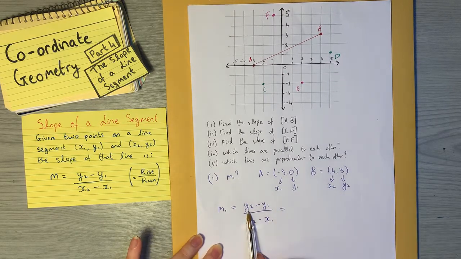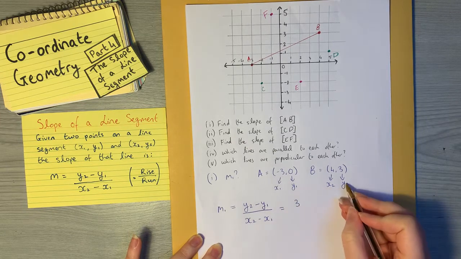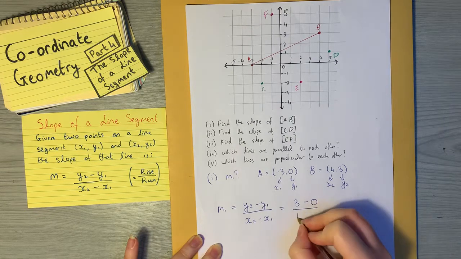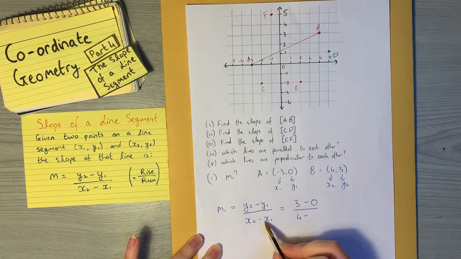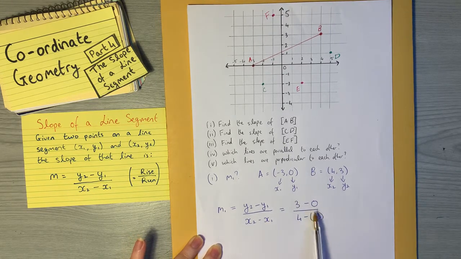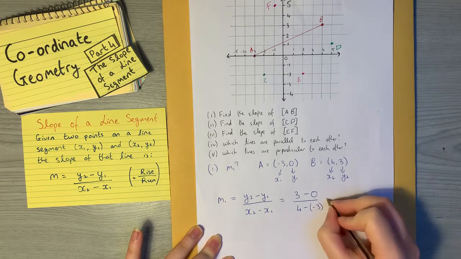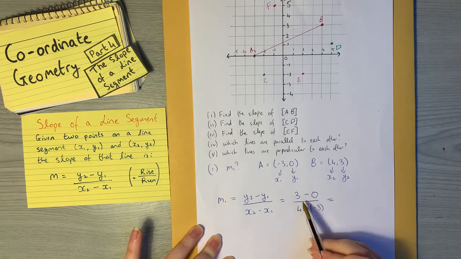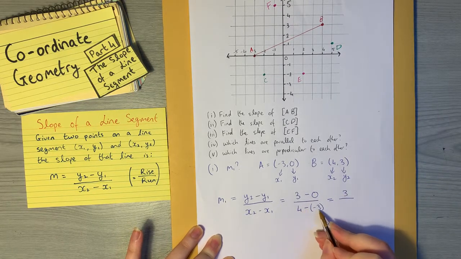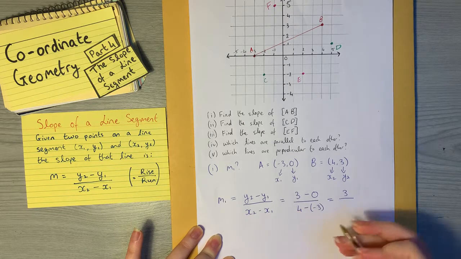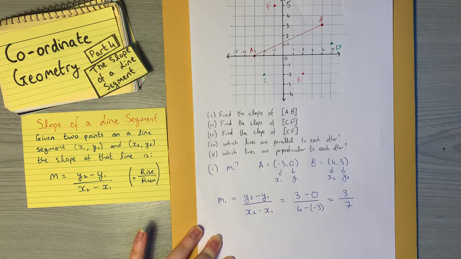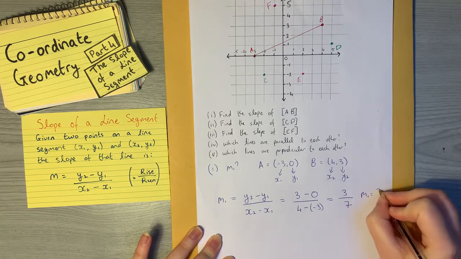So then I'm just going to fill in my values. So my y2 is 3 and my y1 is 0. So 3 minus 0 all over x2, which is 4, minus my x1 value, which is minus 3. When I have a minus, I tend to sub it in brackets so I can keep track of my minuses. Okay, and then simplifying the top and bottom, we have 3 minus 0 is 3. And then 4 minus minus 3, so that's going to be 4 plus 3, which is 7. Because that minus is going to multiply by that minus and give me a plus. So that means M1 is equal to 3 over 7.